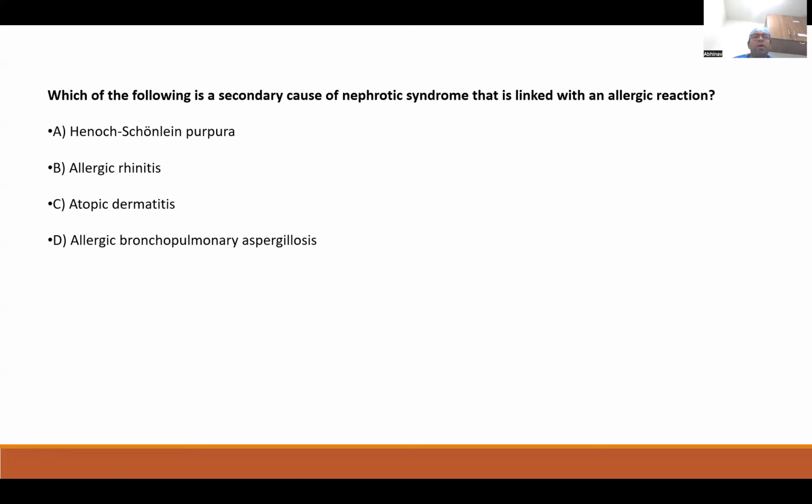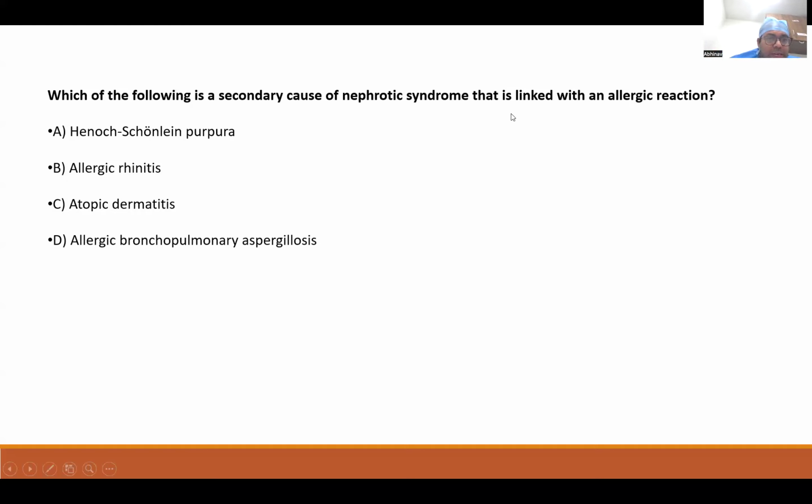Okay. So again, which of the following is a secondary cause of nephrotic syndrome that is linked to an allergic reaction? A. HSP. B. Allergic rhinitis. C. Atopic dermatitis. D. Allergic bronchopulmonary aspergillosis. If you carefully read and try to exclude the options, you will be able to answer this question. I asked you about a secondary cause that is linked to allergic reaction.